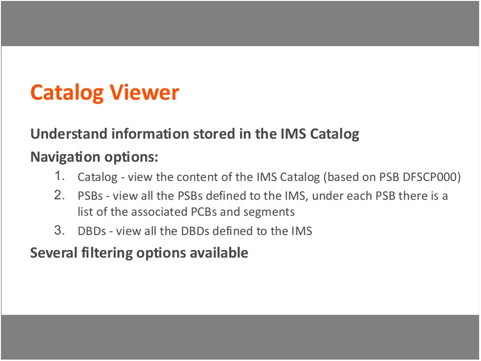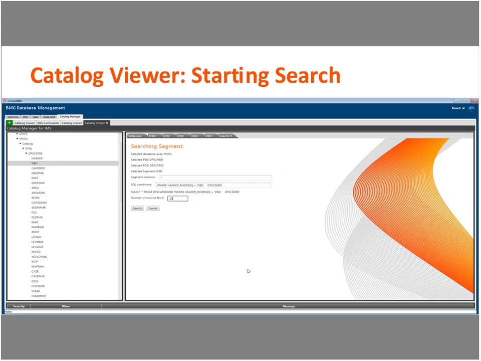or specific ones based upon specific filtering characteristics. And the filtering characteristics can be done via masking, can be done via SQL conditions, or you can filter it based upon the number of rows that you want to see in the results window, and I'll show you that. This is the viewer starting a search.